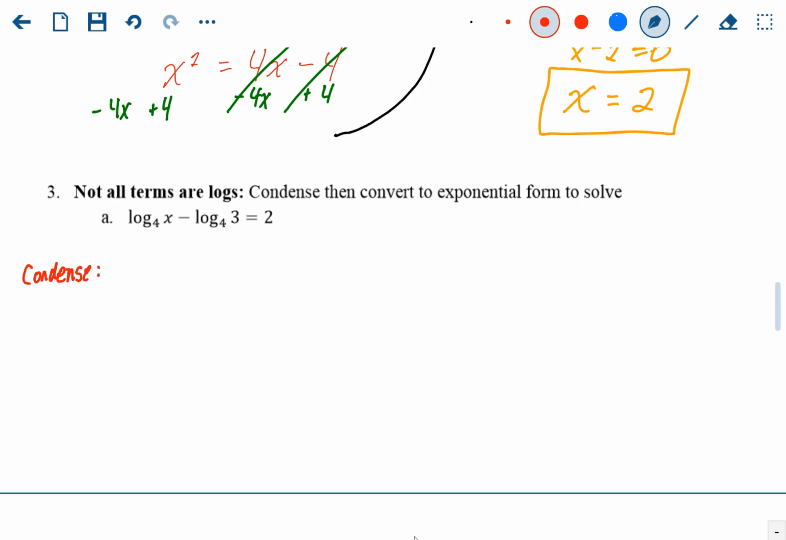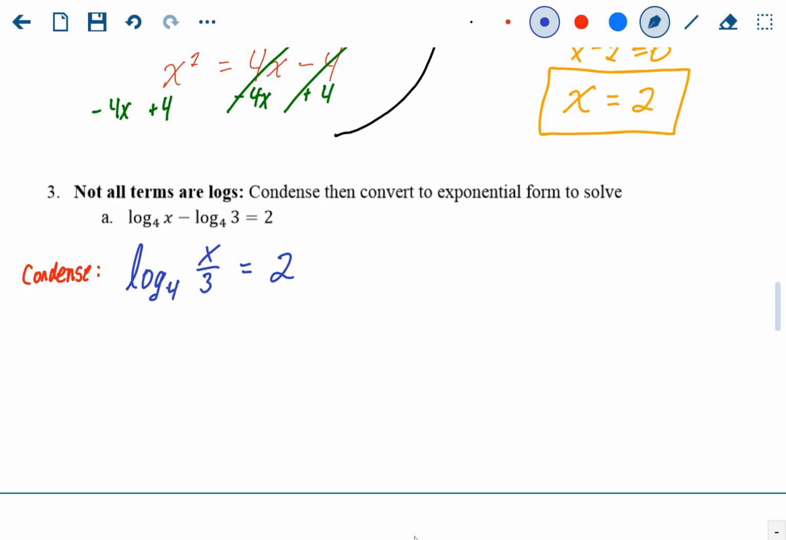Now we're going to condense it as well. It's a subtraction, and they're both the same bases, so we're going to divide their big numbers. So log base 4 of x over 3 equals 2.